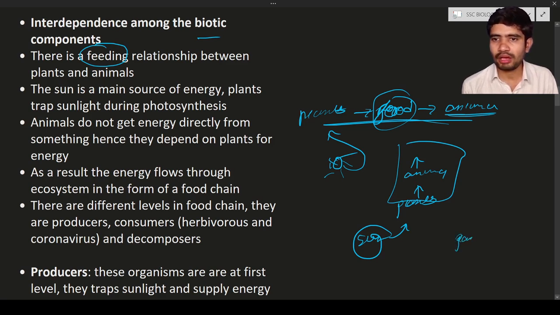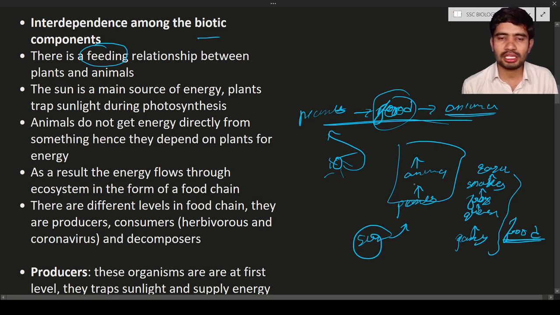Example, on the plants, grasshoppers are depending. On the grasshoppers, the frogs are depending. On the frogs, the snakes are depending. On the snakes, eagle is going to depend. So can you see a chain-like structure? Plants, grasshoppers, frogs, snakes, eagles, etc. So it is looking like a chain. Here the main relationship is the feeding relationship, or food. So hence, it is acting as a chain. It is known as a food chain.